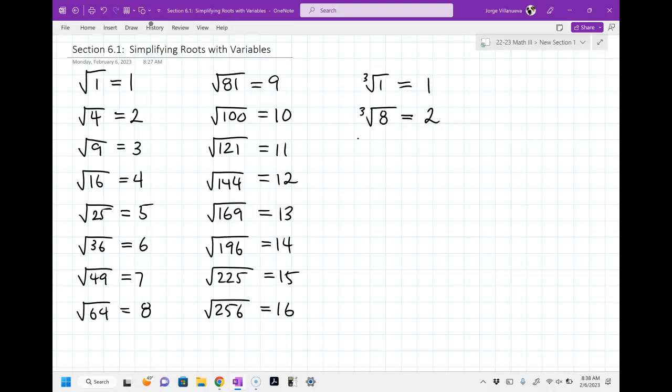Okay, cubed root of 27, that's 3. 3 times 3 is 9 times 3 is 27. So cubed root of 27, that's 3. The cubed root of 64, that's 4. Okay, because 4 times 4 is 16, 16 times 4 is 64.